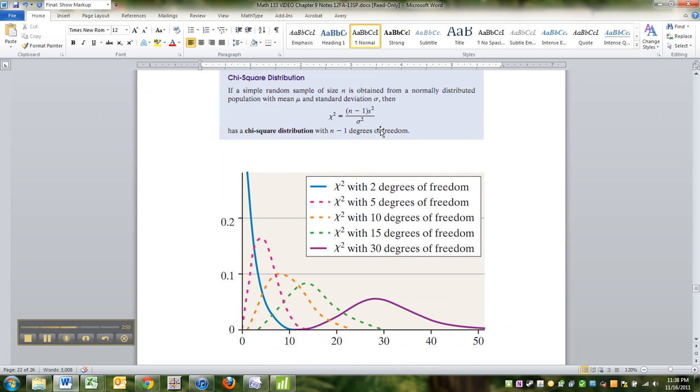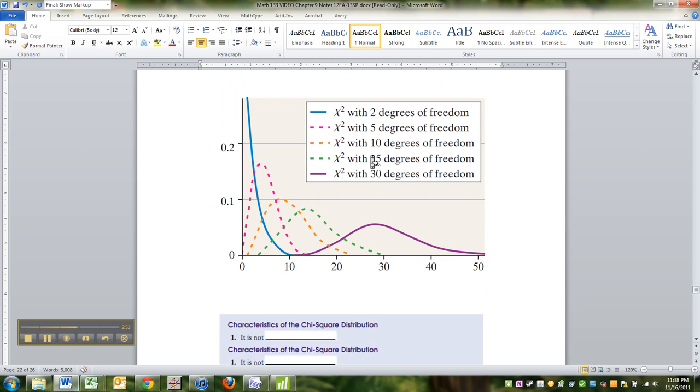Now, you've seen the chi-square statistic. You know it has n minus 1 degrees of freedom. Much like the t-distribution, there's actually lots of chi-square distributions, infinitely many, one would say. And they are affected by their degrees of freedom, which means they're affected by the sample size. So I have a whole bunch here drawn. Here's one where there were 2 degrees of freedom. Here's one where there were 5 degrees of freedom. Here's one where there were 10 degrees of freedom, 15 and 30 and so on.